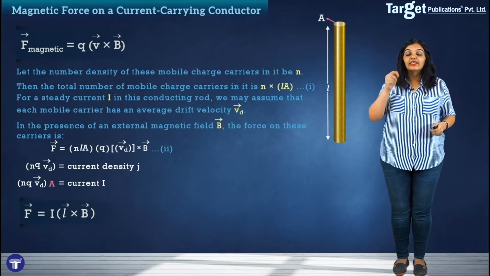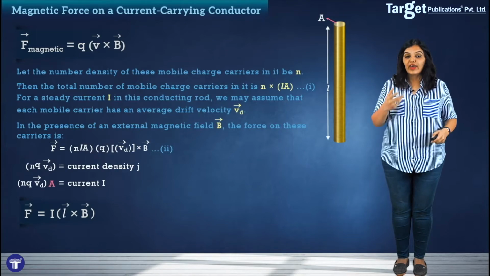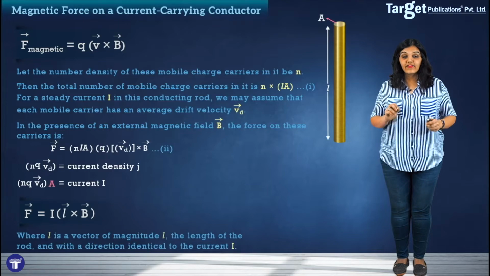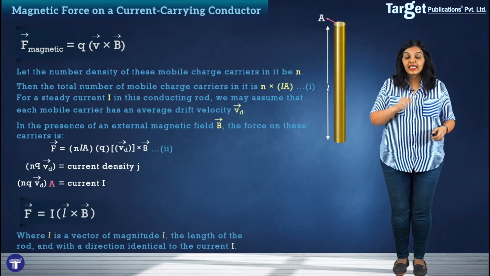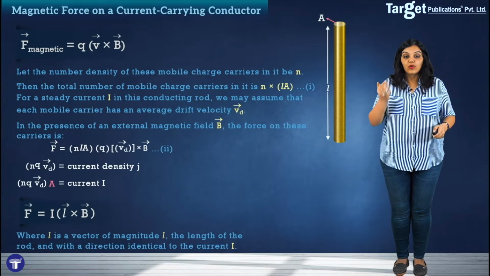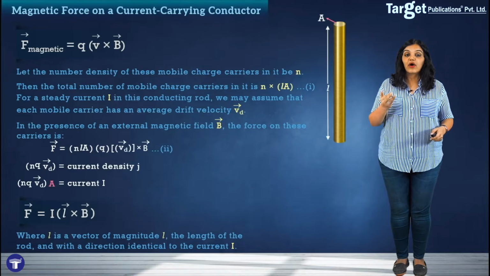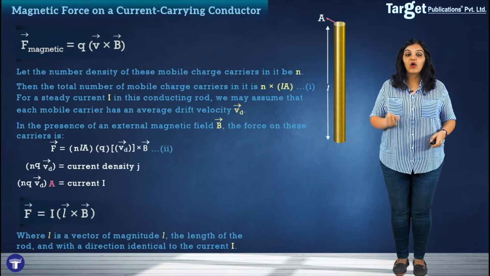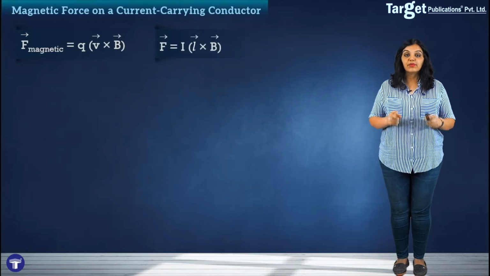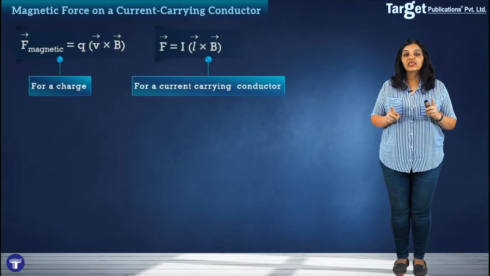Now remember, we have made one important change in this formula. We have now made L into a vector. And what is this vector? L is a vector whose magnitude is nothing but the length of the rod itself and whose direction is the direction of the current I. So we have changed the vector notation from the current to the length in this last expression, and we get the expression that I want, that F is equal to I L cross B. So now I have two expressions. The first one is for a force on a moving charge, and the second one is for a current carrying conductor.